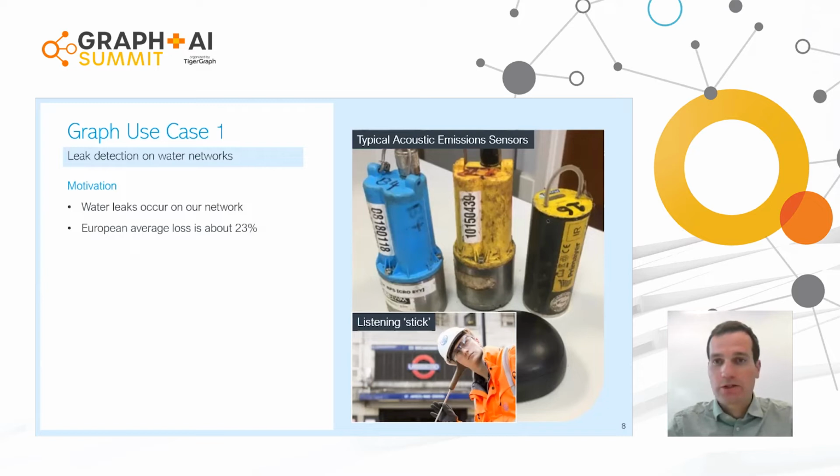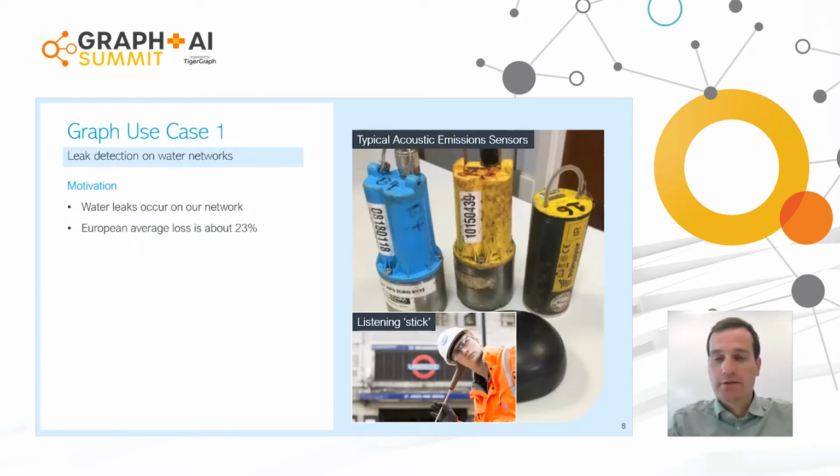Across Europe, the average loss from networks is about 23%. So 23% of everything produced is lost through leakage. And the UK is around about that average, maybe slightly better. So very similar rates across the EU.